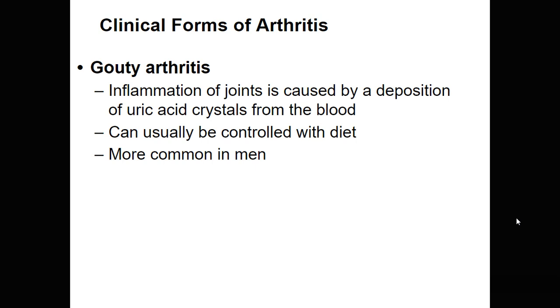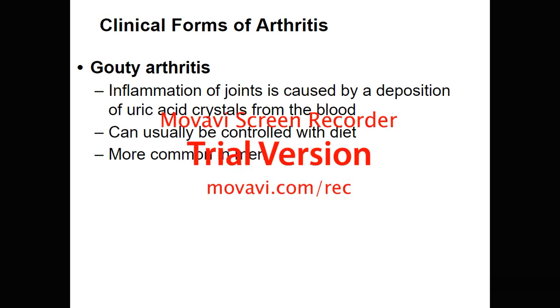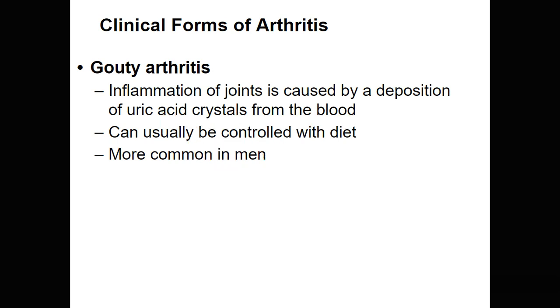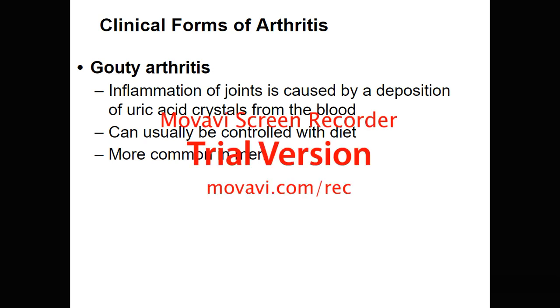So gouty arthritis. This is the inflammation of joints caused by deposition of uric acid crystals from the blood. So usually diets high in red meat and red wine. Red meat and red wine, all right, the good stuff, a lot of times lead to gout, and it's more common in men, and usually it occurs in the big toe.